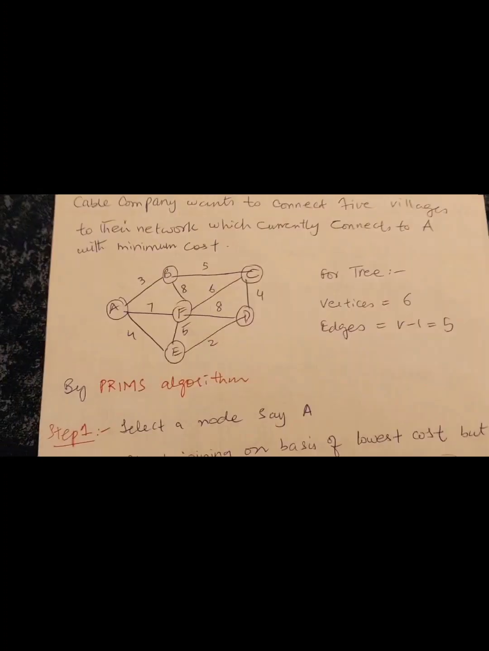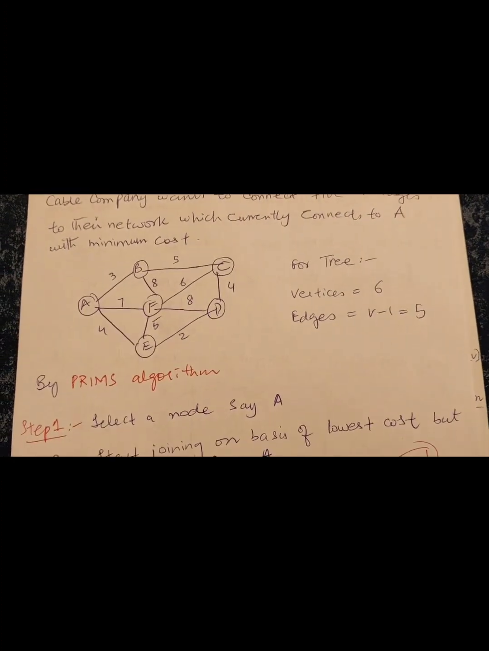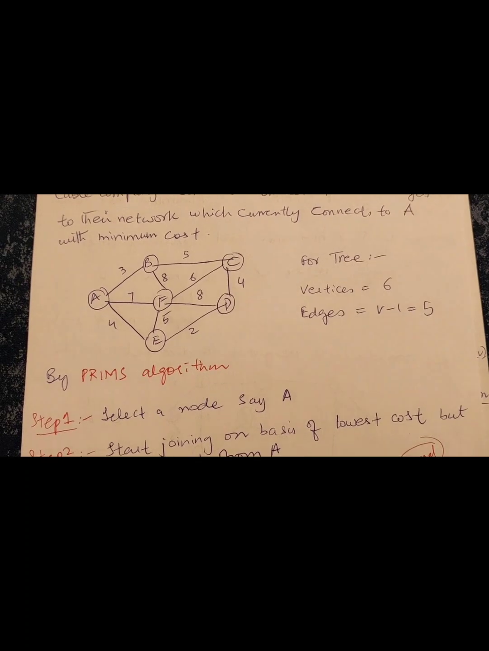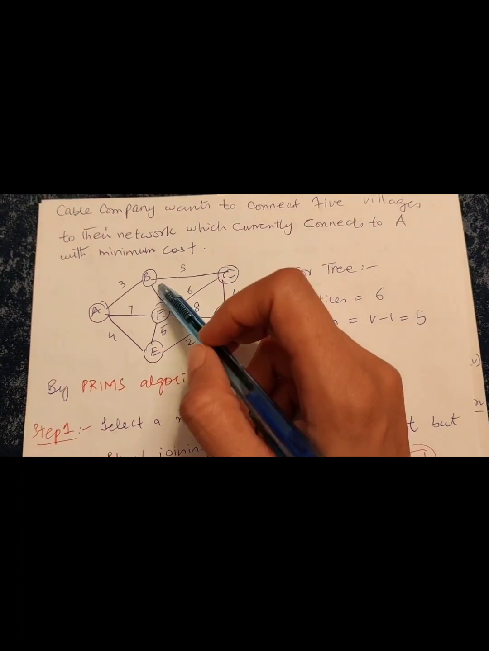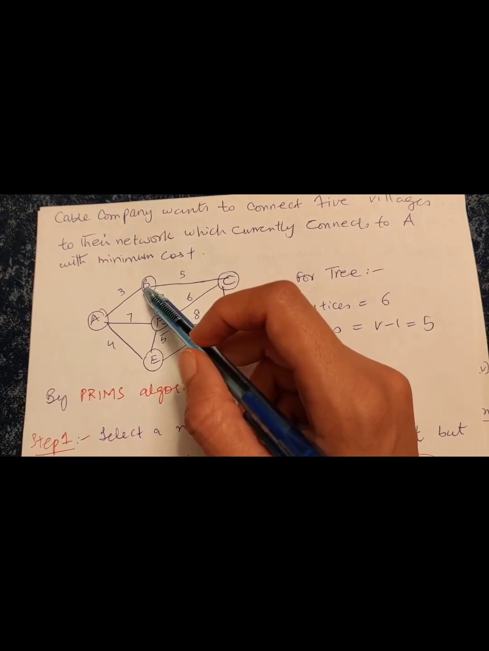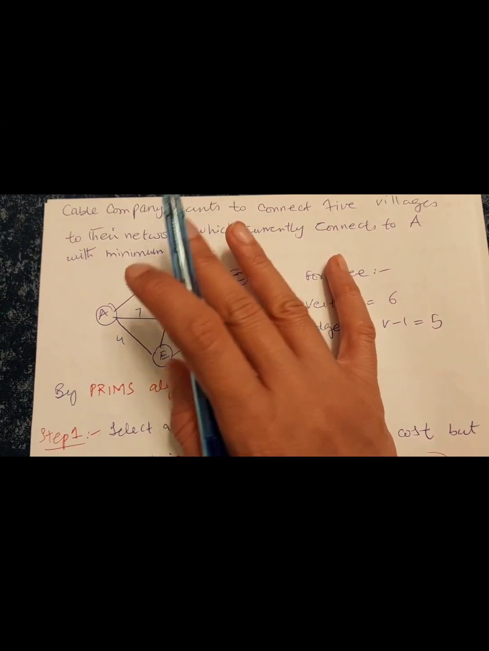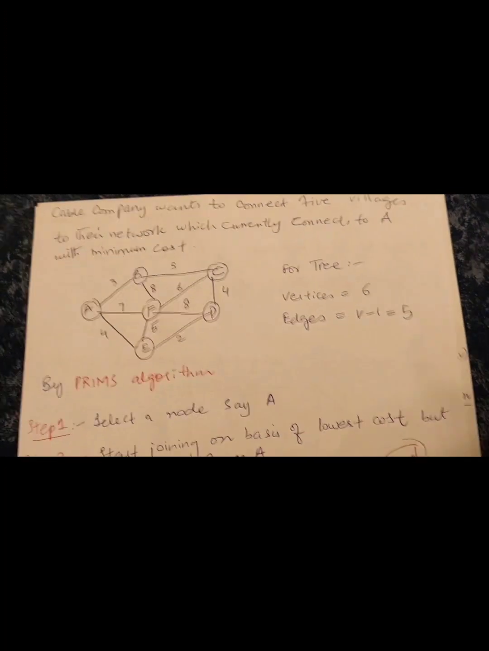Even if you want to take the smallest roads, we want to visit all the villages and you want the traveling distance or the road to be smallest, again that is a question to be solved by Prim's algorithm.